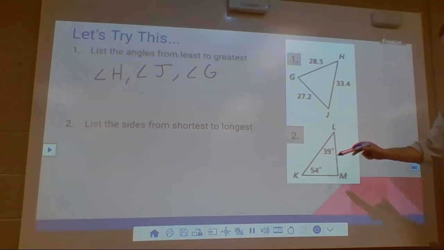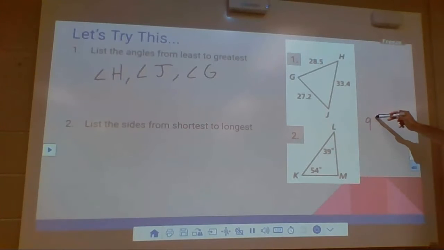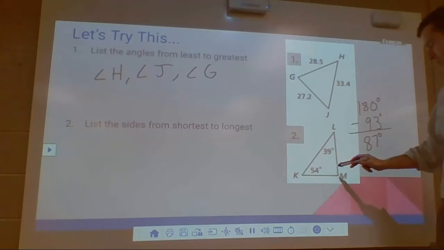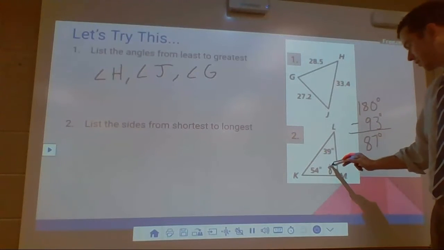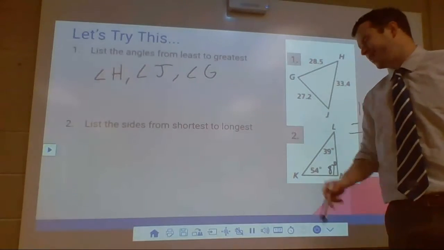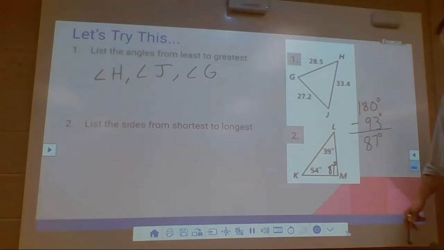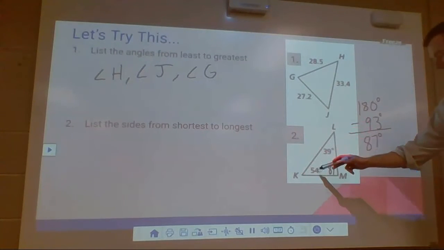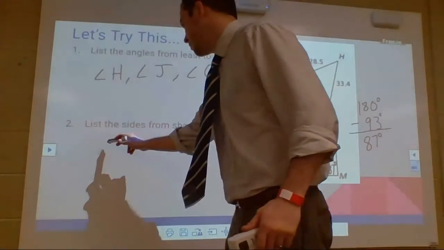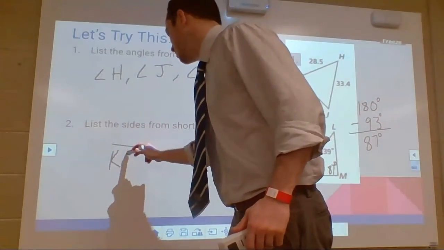So 39 plus 54, that's going to be 93 degrees, and we're going to subtract 93 degrees from 180 degrees. So 180 degrees minus 93 degrees gives us 87 degrees. So angle M is 87 degrees. To find the shortest side, I'm going to look at the smallest angle. The smallest angle is angle L. Opposite of angle L is side KM. So the shortest side is side KM.